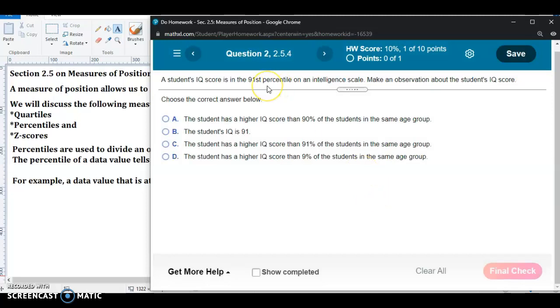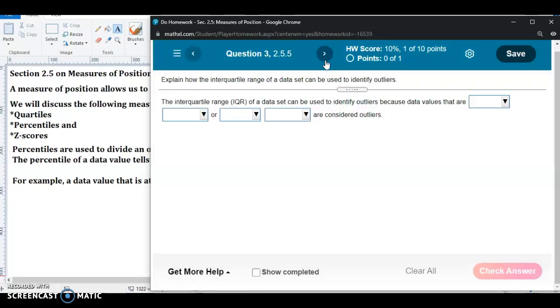Okay, and then question 2 is very similar, so I'm going to go ahead and skip it. Okay, so the next topic has to do with quartiles, and then using what's called the interquartile range to identify outliers in a data set. So we'll talk about that next.